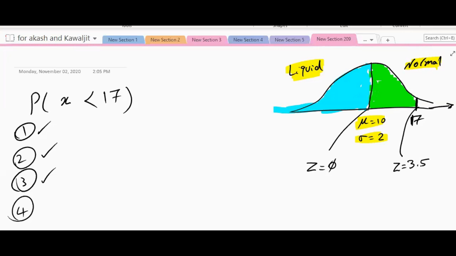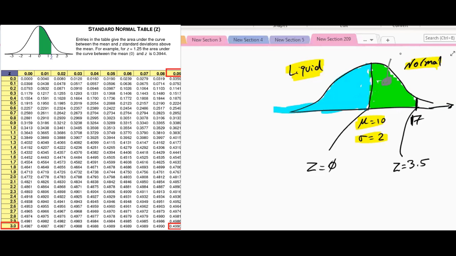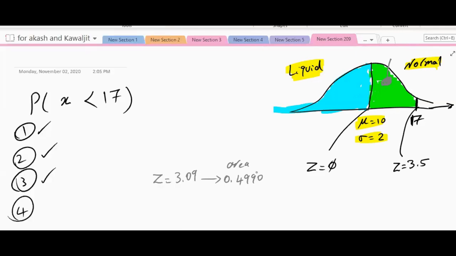3.5. Okay, now we can go to the table, find Z equal to 3.5, and tell me how much is this area, the green area. Do we have 3.5? No, we have 3.0, we have 3.01, we have 3.05. The biggest number that we have in the table is Z equal to 3.09. The area is 0.4990. This is the maximum distance that this table can answer us.